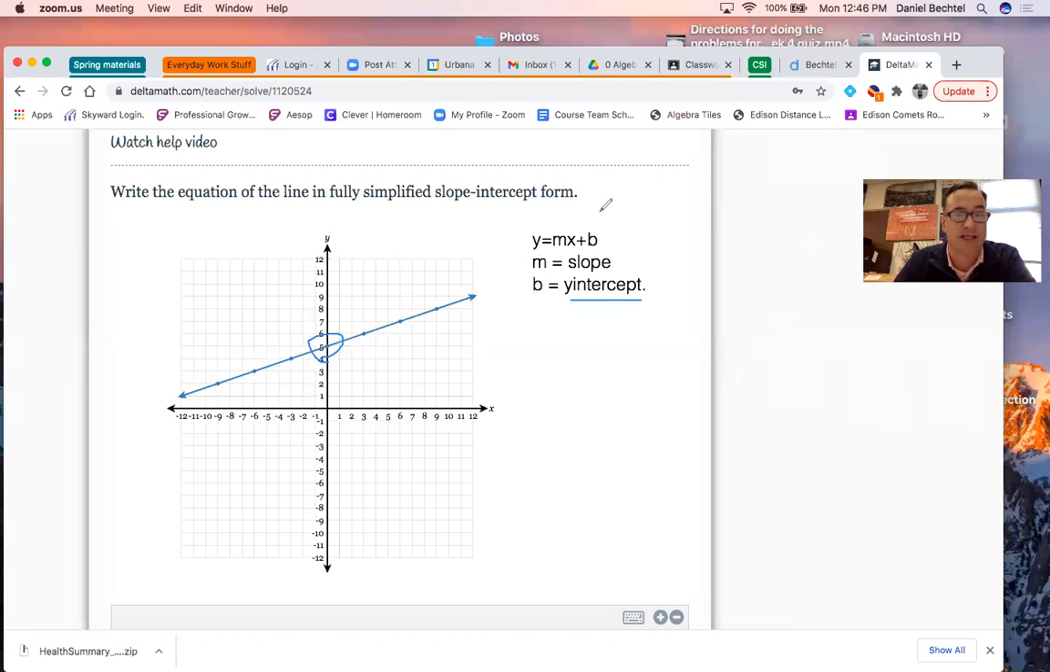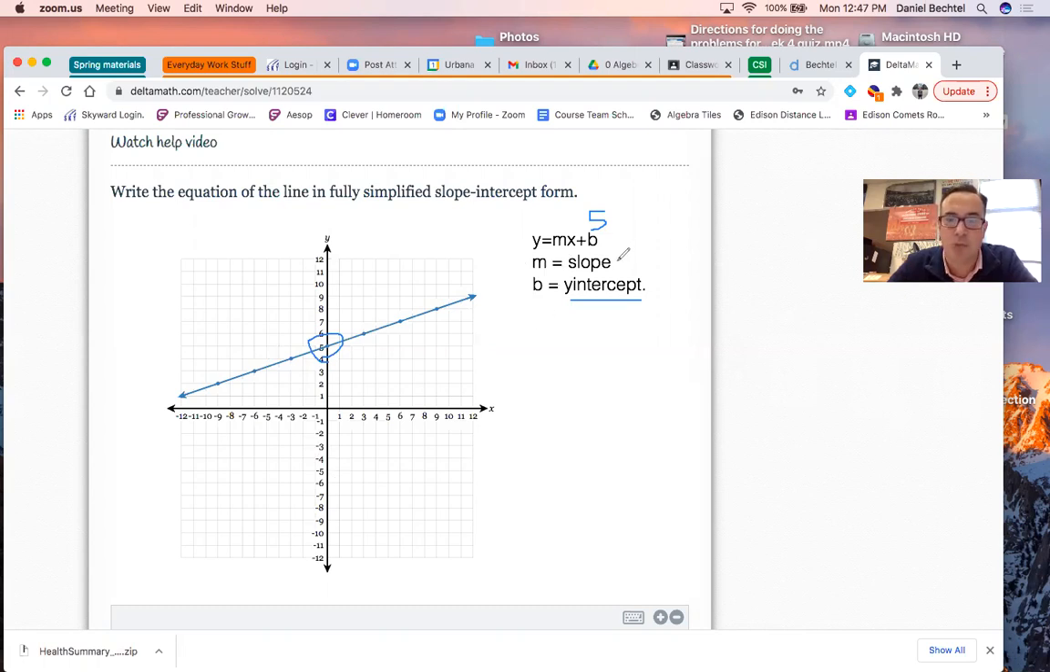Now, I'm going to just kind of write this up over on the top here so I see it. That 5 is what I'm going to be using for my b. So when I write this equation, it's going to be y equals some number with x plus 5, because that's where that number is. Now, I need to start going through with this and say, what is my slope?